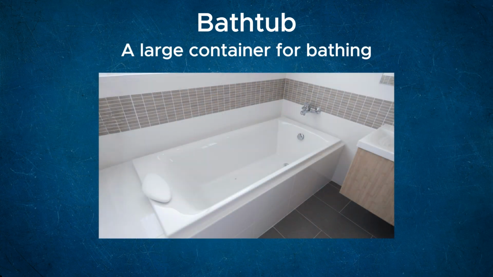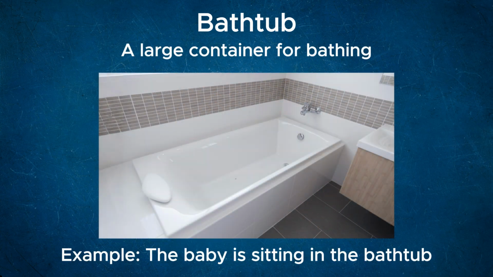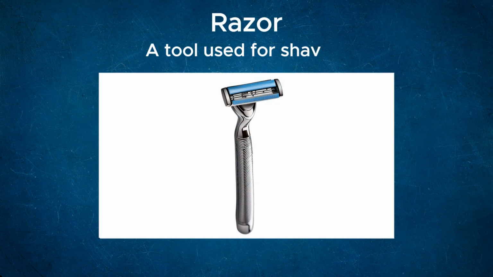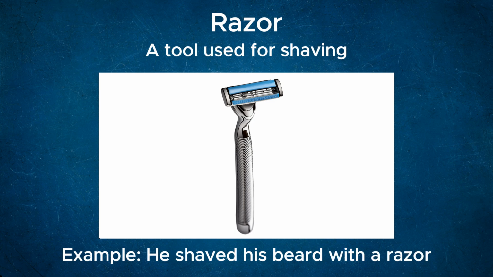Bathtub. A large container for bathing. Example: the baby is sitting in the bathtub. Razor. A tool used for shaving. Example: he shaved his beard with a razor.